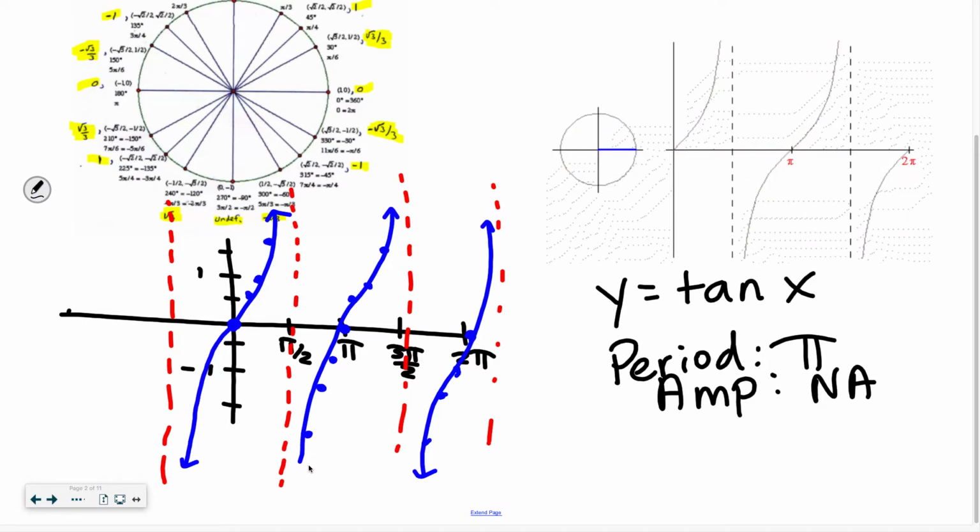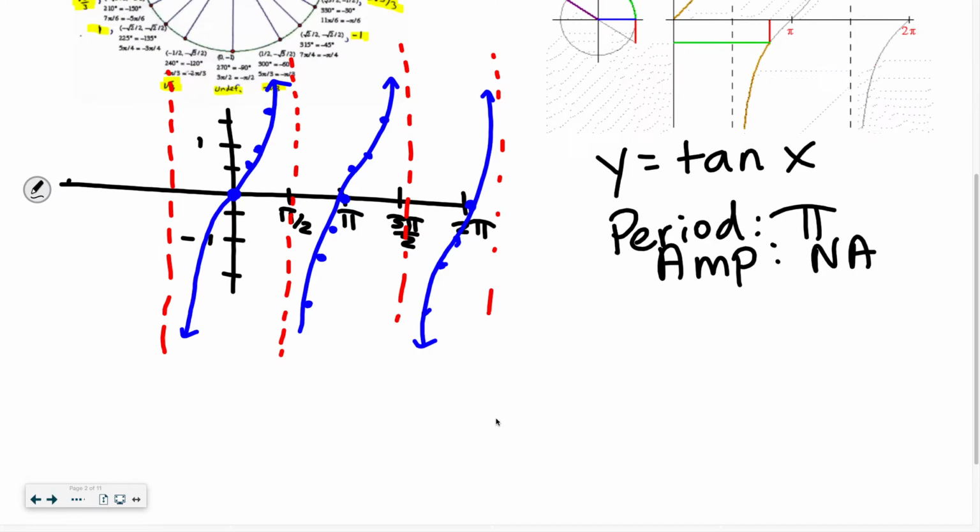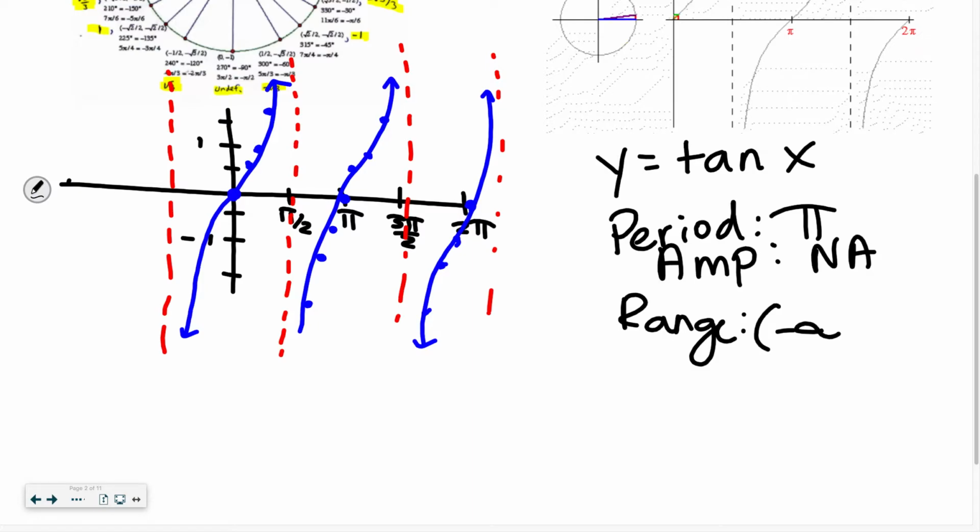And then the other big takeaway from tangent is obviously there's an issue with domain, right? Because every pi halves unit, or every pi after pi halves, I come up with an asymptote. So there are these breaks in my domain over and over again. I won't ask you about domain for tangent, but I will ask you range. What would you say for range? All real numbers. Negative infinity to infinity.